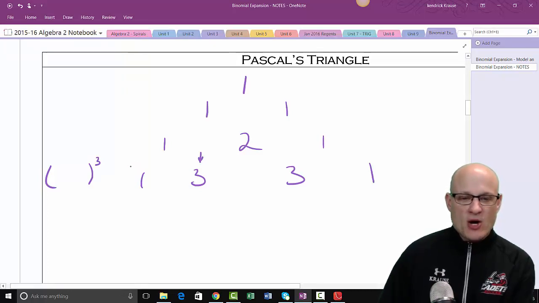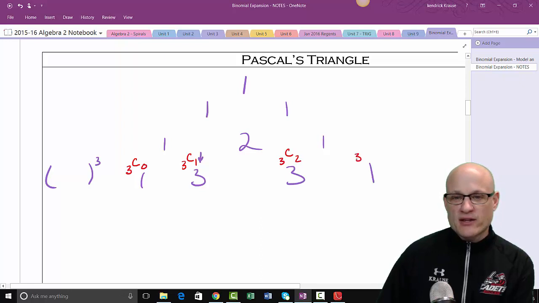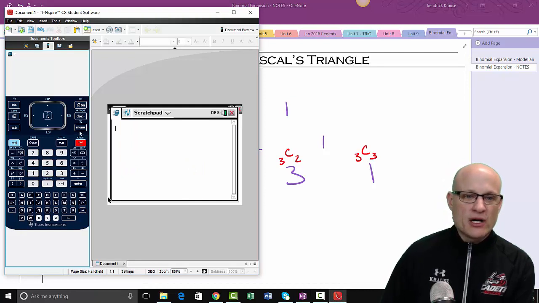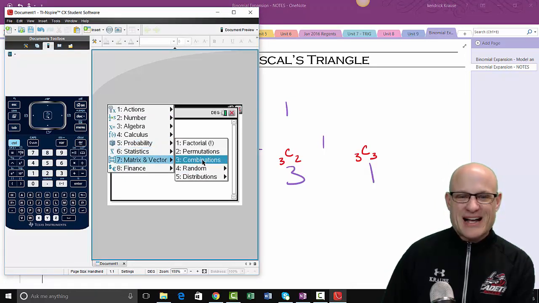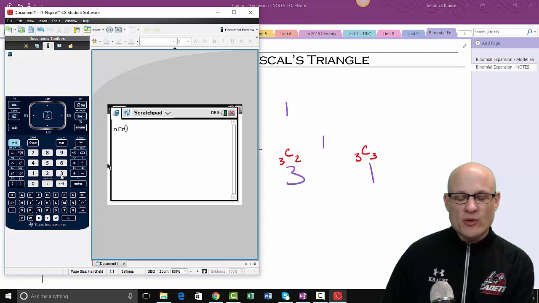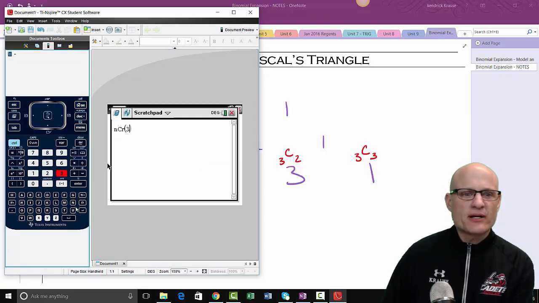So this first one is, how many ways can I take 3 things and choose 0 of them? How many ways can I take 3 things and choose 1? How many ways can I take 3 things and choose 2? How many different ways can I take 3 things and choose 3? And if you don't remember that, that's okay, but we'll go into probability and combinations. This first one is 3, comma, 0. 3 things, we want to take none of them.